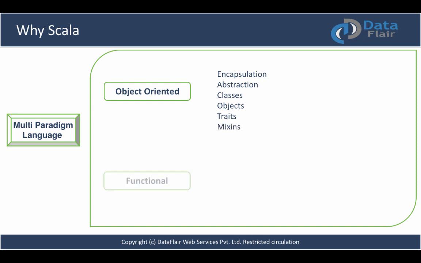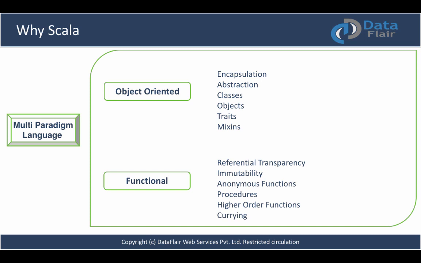And then it supports functional constructs as well. It has a lot of powerful tools to offer, like referential transparency, immutability, anonymous functions, procedures, higher order functions, currying, etc. And that is the reason we have a very powerful language that can be used in many ways, with libraries for writing apps.